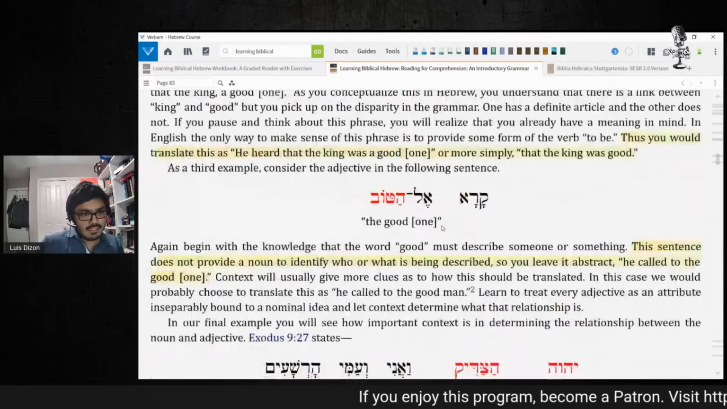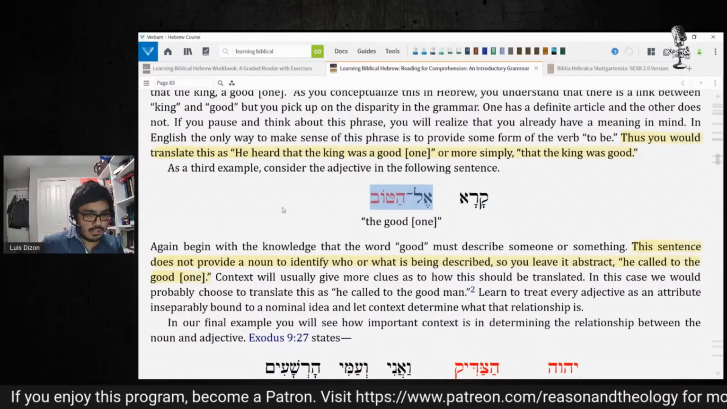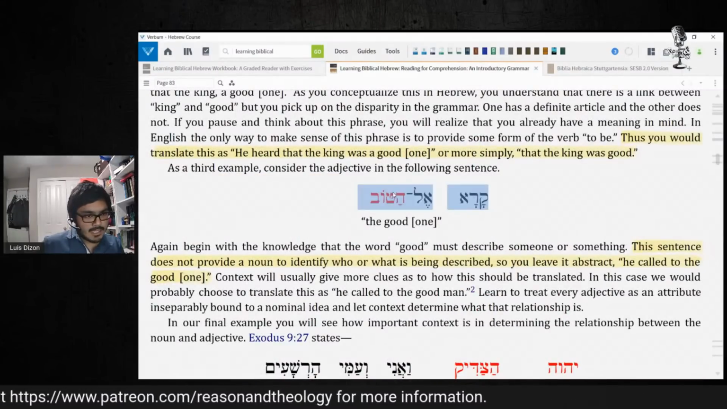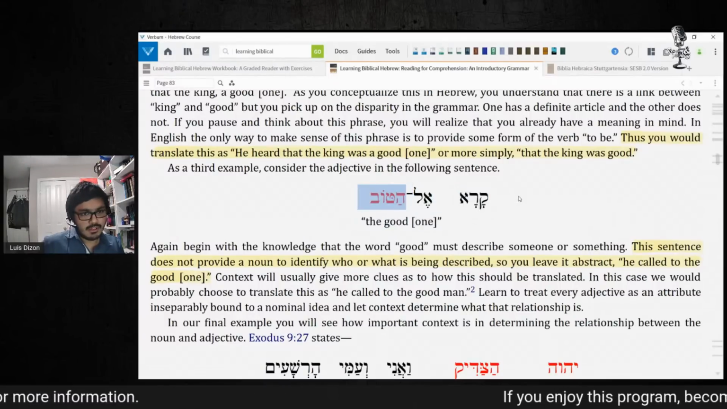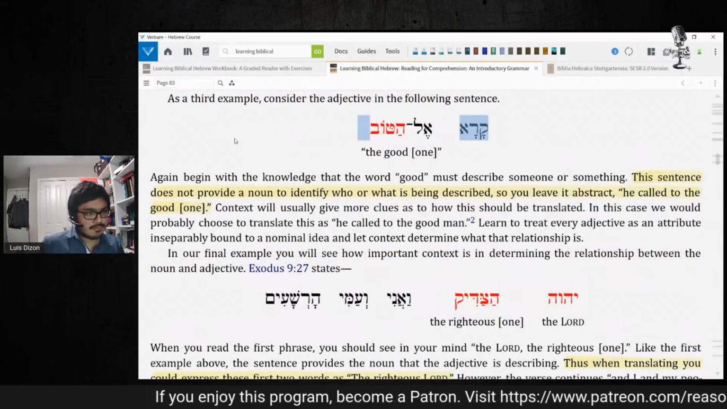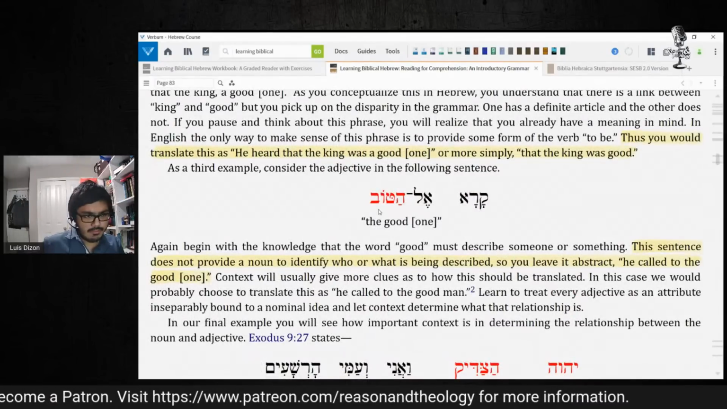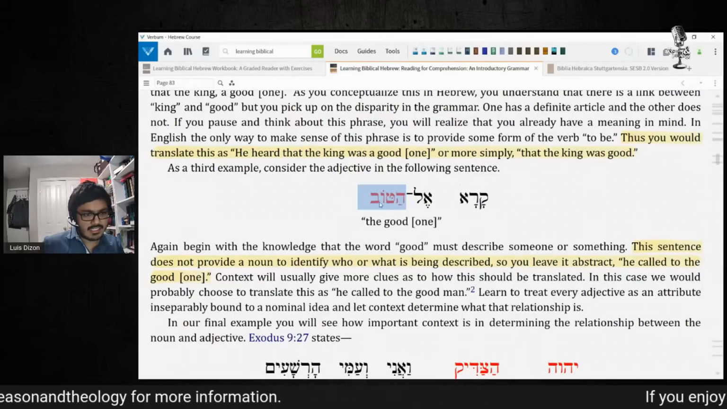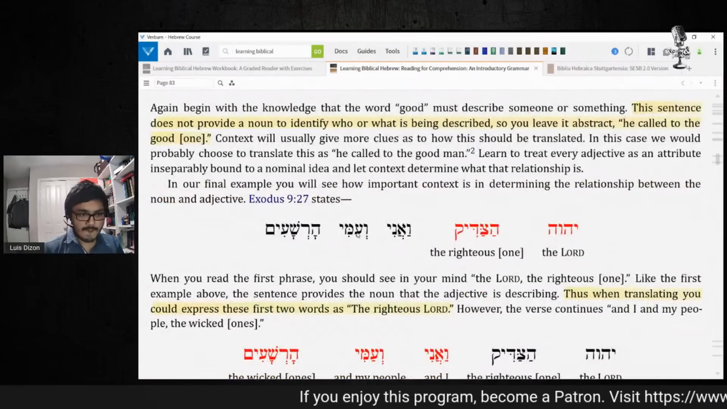Now here's a substantive. Kara hatov. He called to the good one. What is the good here? Well, that is something that would have to be determined from context. So when you're reading a chunk of Hebrew and you see something like this, he called to the good, you look at the context to see if there is another noun there that might be modified by tov. So let's say there's a man there, or there's a king there. So you could translate as he called to the good king.